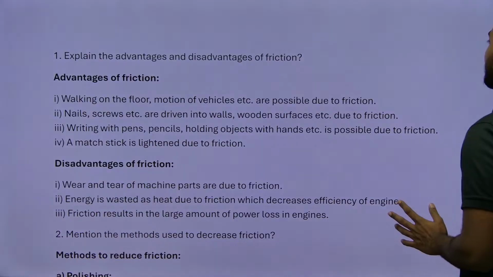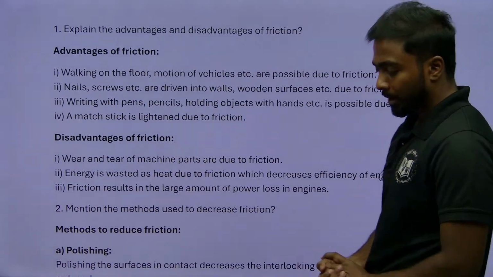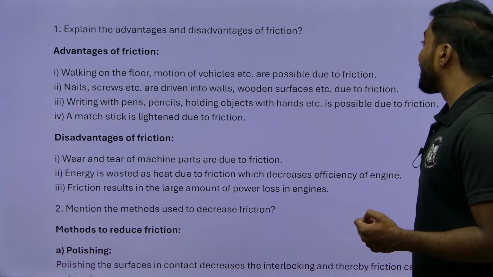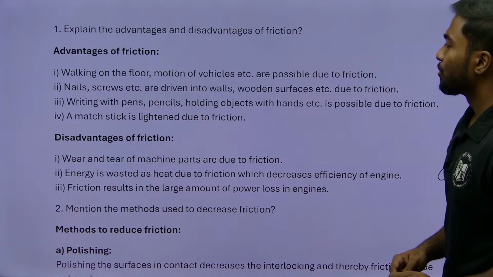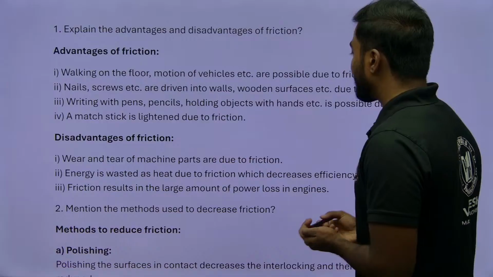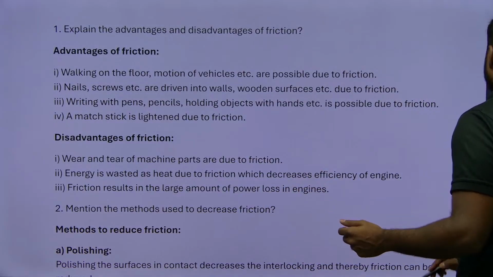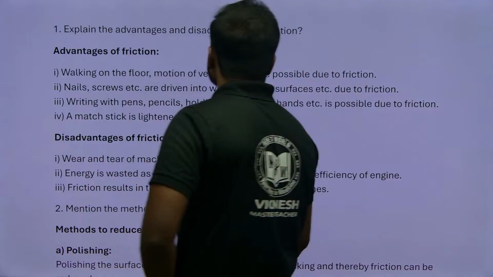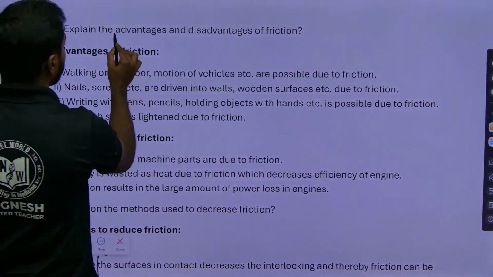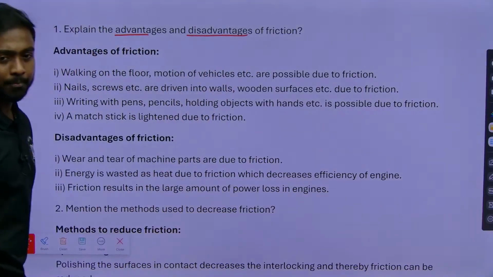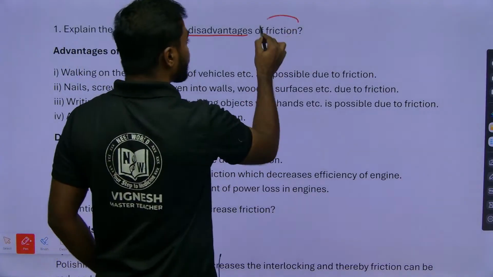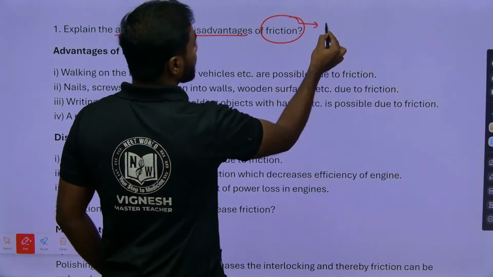Yes, this is the first question. We need to explain the advantages and disadvantages of friction. First, try to understand the meaning of friction. The meaning of friction is that it's an opposing force. In this question they have asked two things, one is advantage and one is disadvantage. What are they asking the advantage and disadvantage of? Friction.